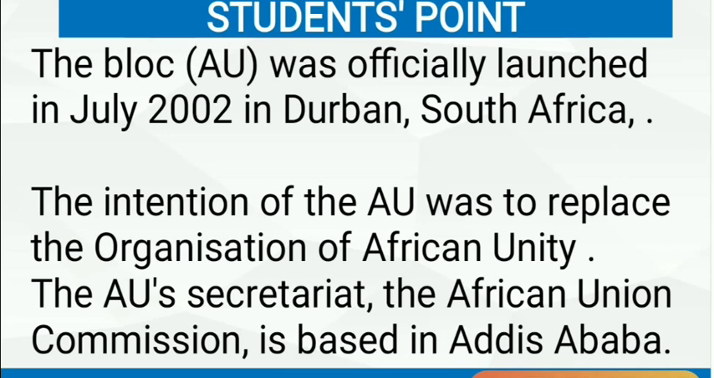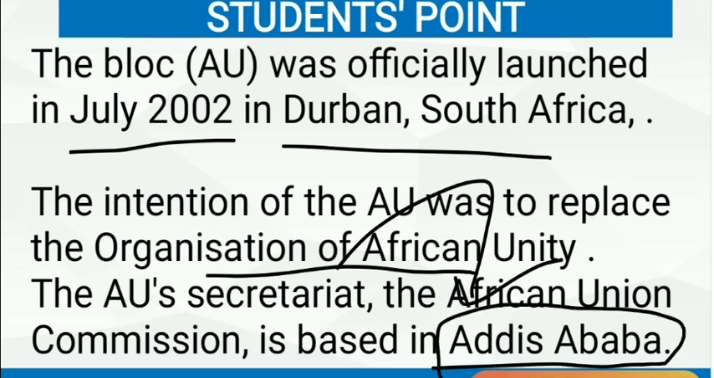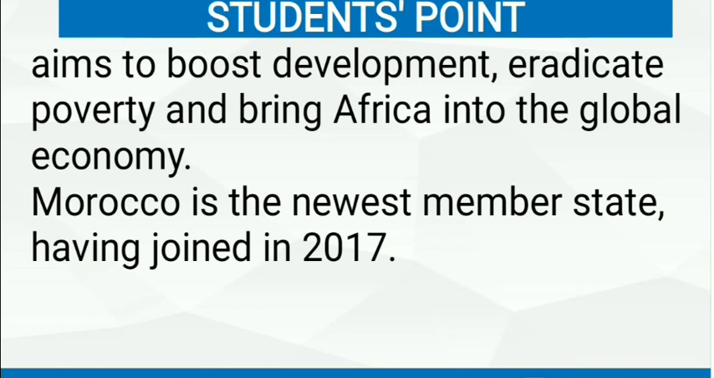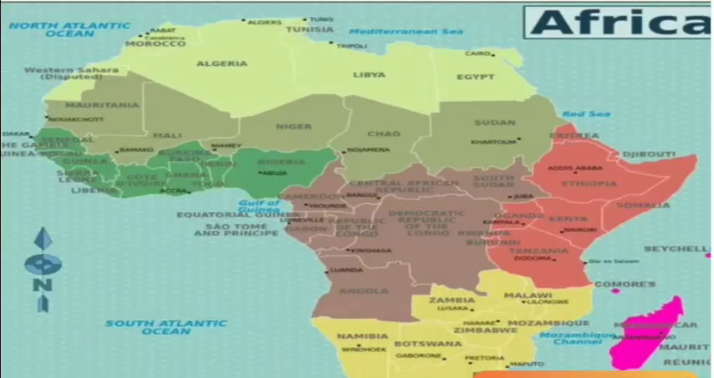And the African Union was officially launched in July 2002 in Durban, South Africa. And the African Union aims to replace the Organization of African Unity, and its secretariat is in Addis Ababa, that is in Ethiopia. And it aims to boost the development of Africa and eradicate poverty, and Morocco is the most recent member of the African Union. So you have to remember this name, Morocco, and here is Morocco. Its capital is Rabat.